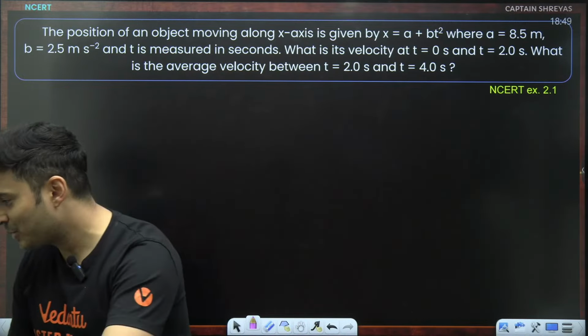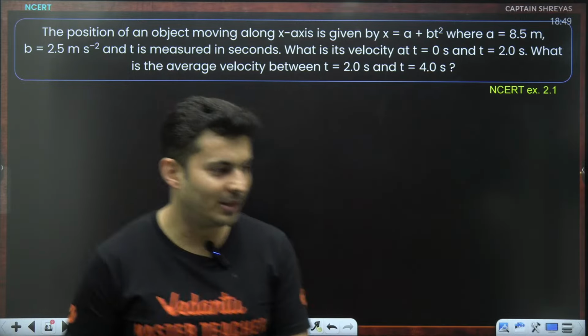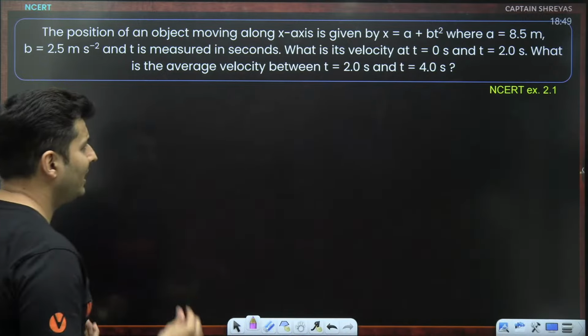All right, so that was your water break. Let's have a look at this particular question. Where did my pen go? Yes. What is the velocity at 0 and 2 seconds?